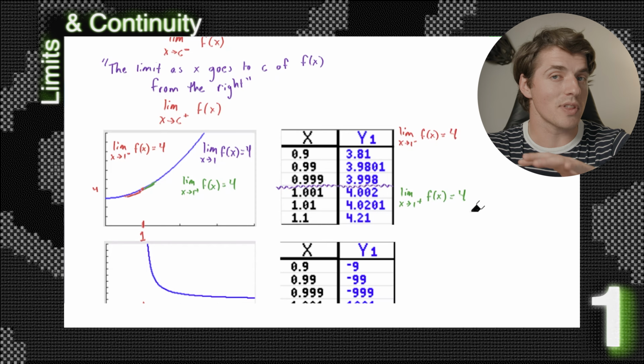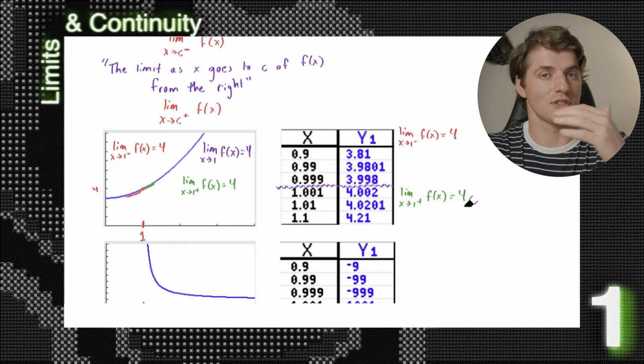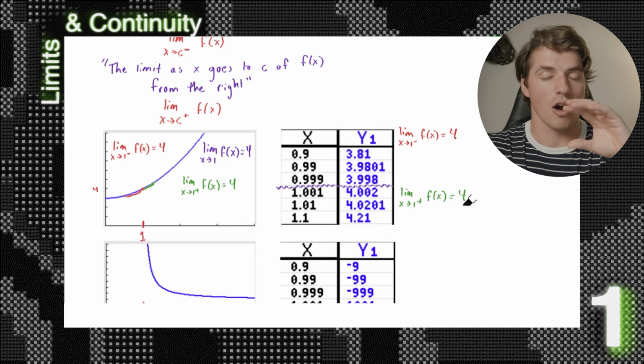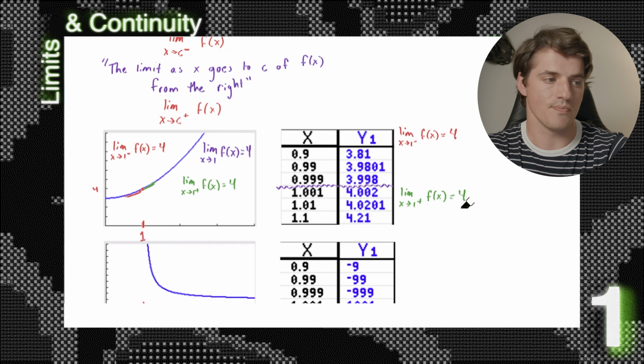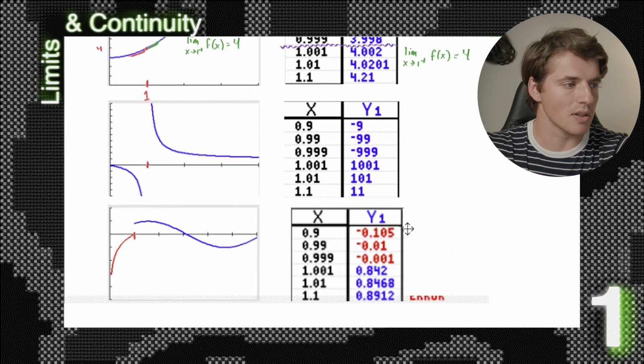So even without plugging in our value, we see that as we come from the left side, as we come from the right side, our limit is equal to 4. Okay, so that was a good example. Let's look at something that may be a little bit more complicated.